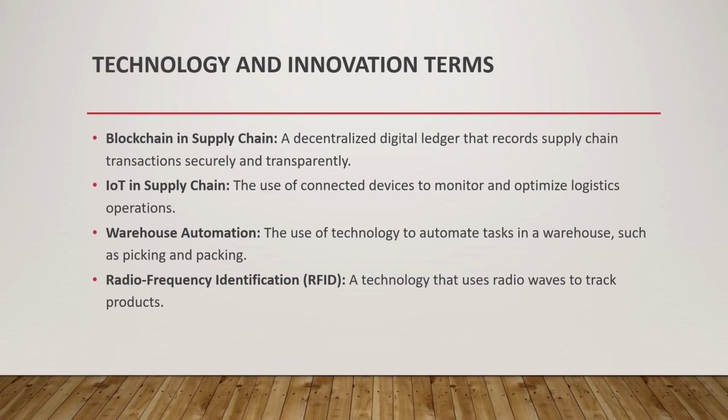Blockchain in supply chain, a decentralized digital ledger that records supply chain transactions securely and transparently. IoT in supply chain, the use of connected devices to monitor and optimize logistics operations. Warehouse automation, the use of technology to automate tasks in a warehouse such as picking and packing. Radio frequency identification, RFID, a technology that uses radio waves to track products.